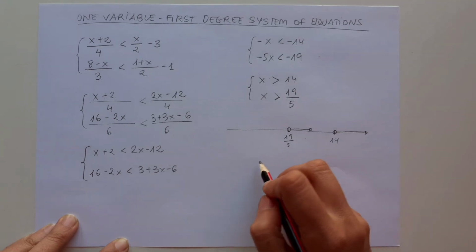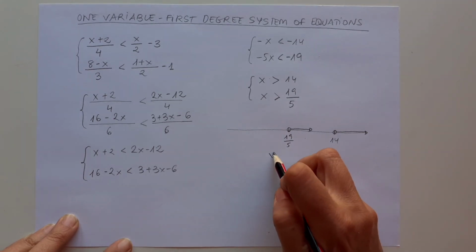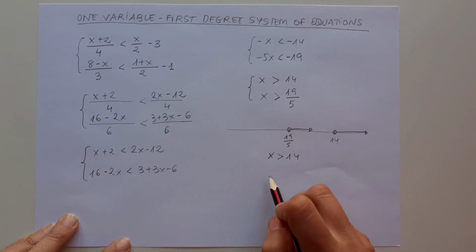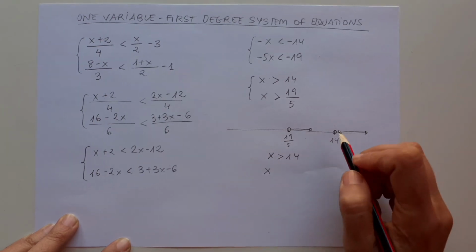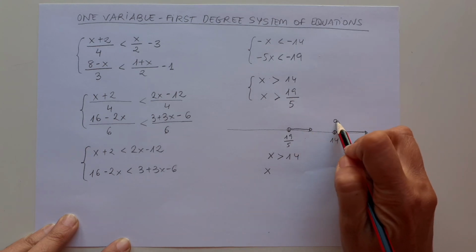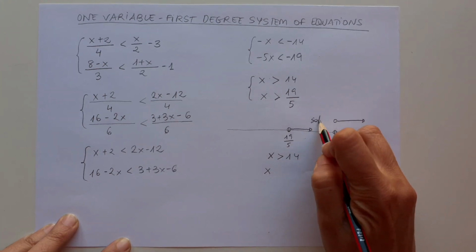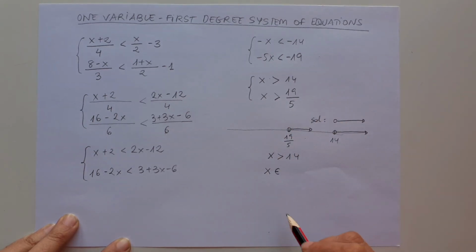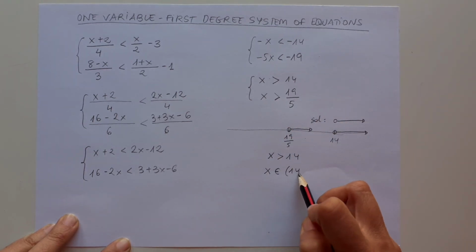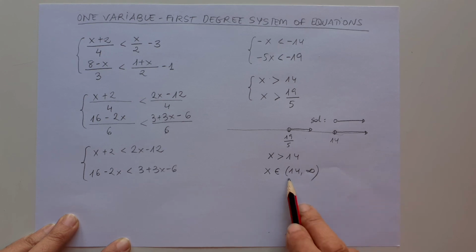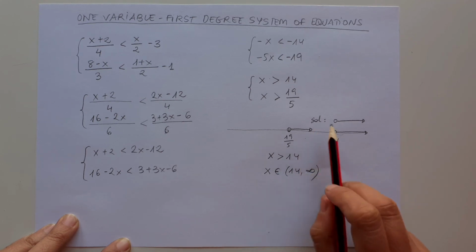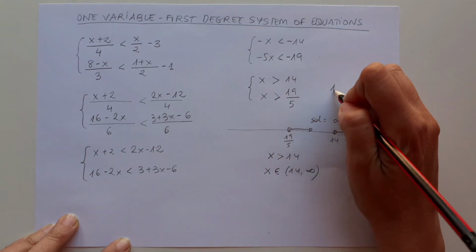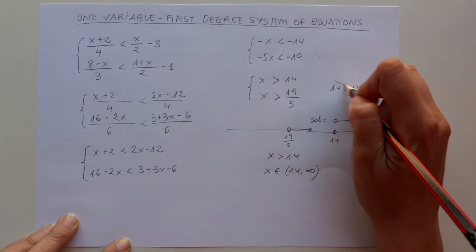So my solution to this system is this. And I can write this as well. The whole solution for both would be this. This is the solution that satisfies both inequalities at the same time. x must belong to the interval from 14 to infinity. 14 is not included because it is not greater than or equal to, just greater. And 14 is not greater than 14. This is not true.